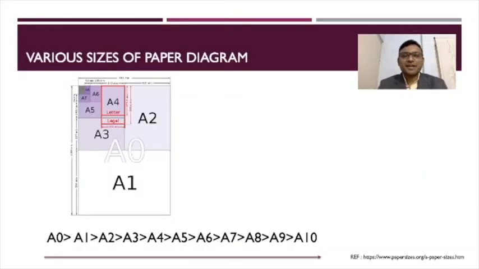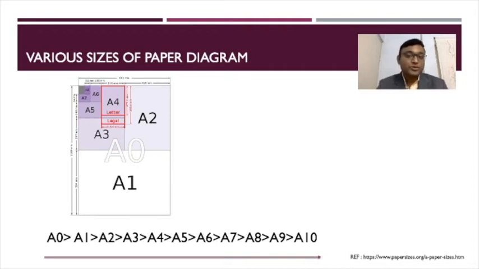Now, let's see. This is a diagram which shows the various paper sizes that are available. As you can see in the diagram, A0 happens to be the entire big sheet of paper that you can see. Smaller than A0 is A1. Smaller than A1 is A2. And we go on reducing the size of paper until we reach the size of A10.